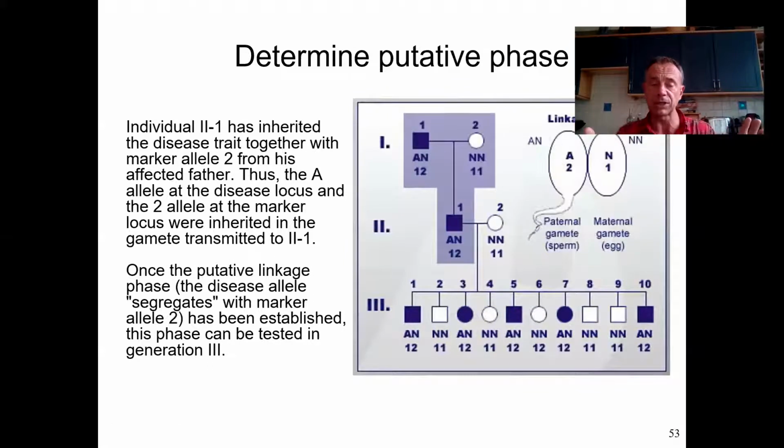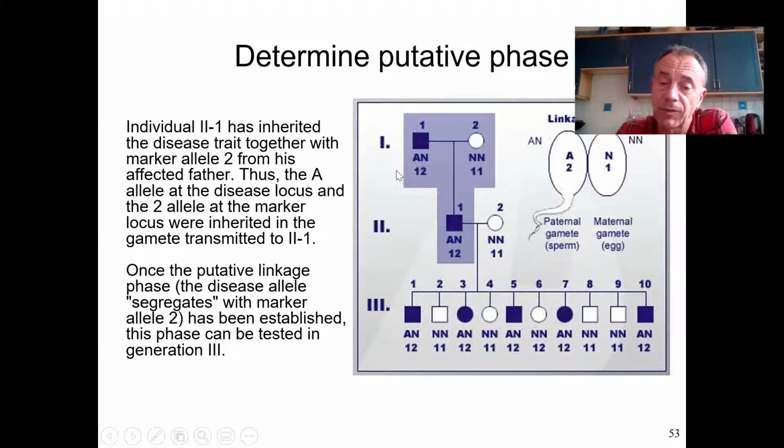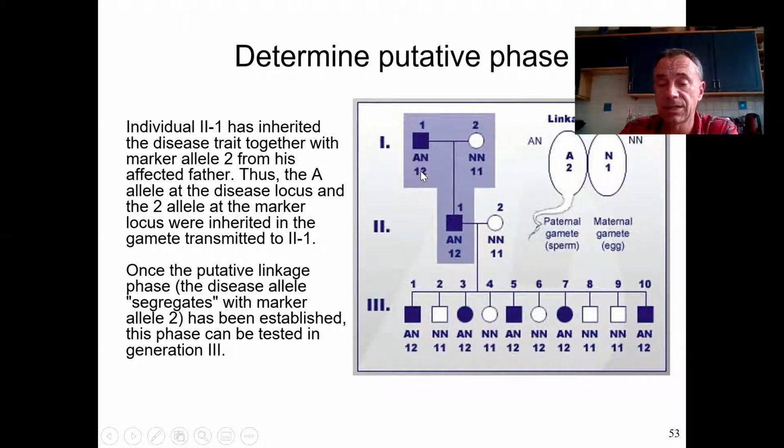Now we're going to type them for a genetic marker. Here's the genetic marker. We're going to label the alleles of the marker 1 and 2. And we can then follow through the inheritance of these marker alleles, and we can make some inferences about them. So the first inference we're going to make is that the 2 allele has come from this grandfather to this father.